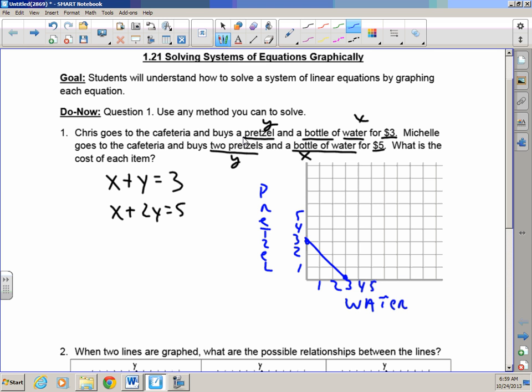And in the second one, if x is 0, y is 2.5, which is just about right there. And if y is 0, x is 5, which is all the way over here. And I connect them. You will see at the point (1, 2), they intersect. So 1 bottle of water and 2 for the pretzels, which is what we were expecting previously.